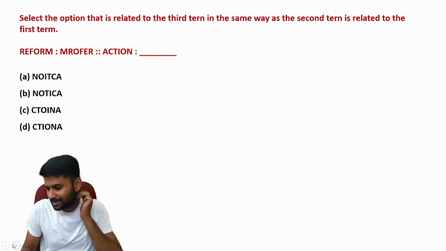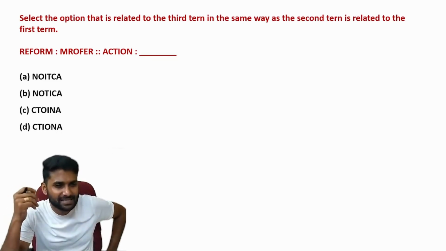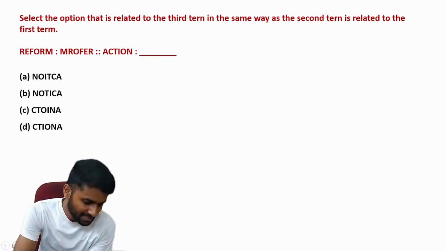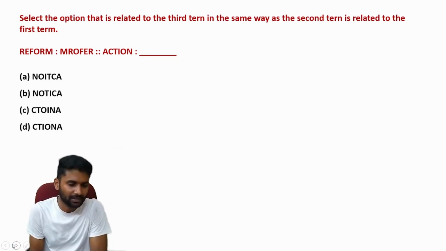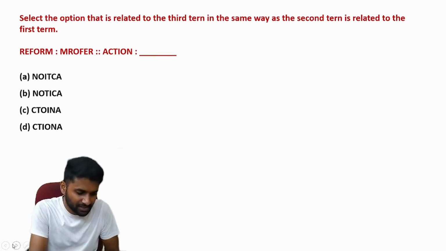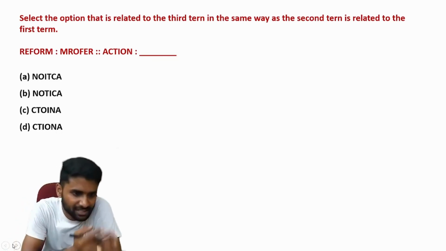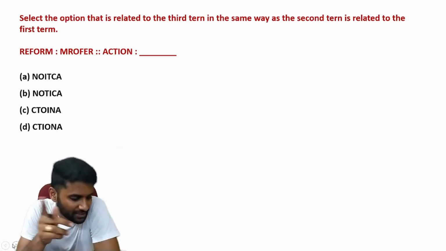Next one. Again, an analogy related question. REFORM is coded as MROFER. How is ACTION represented? Guys, I told you in my last session also, if you see the same letters repeated on the other side, they follow a jumbled order. If you see completely different letters, they follow sequence order. So check with the series method or the jumbled method. Two methods. If you see the same letters on the other side, you have to identify how they are jumbled. If you see completely different letters, definitely it is in series order. Identify which series they follow.